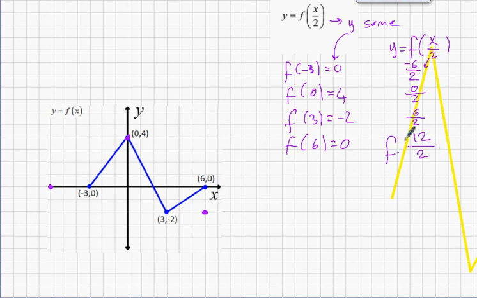So for this one, the new x number will be 12. When you have f of 12 over 2, it will be f of 6. f of 6 also is equal to 0. That means instead of x, you will put 12, and the result, which is y, will be 0. The point: x is 12, y is 0. We made the last point, and after that we connect them all.